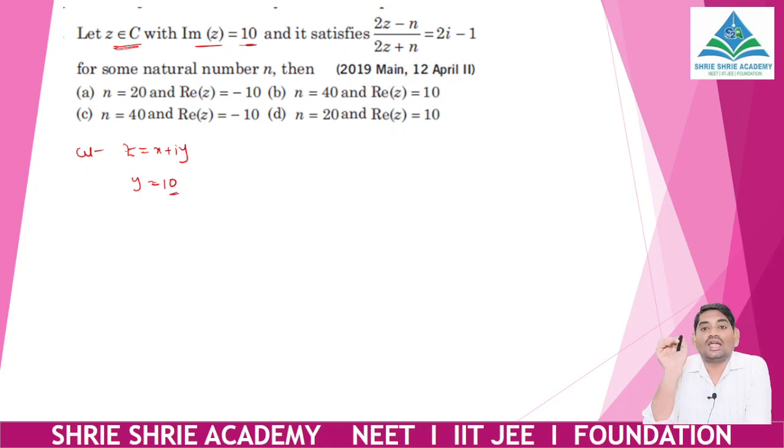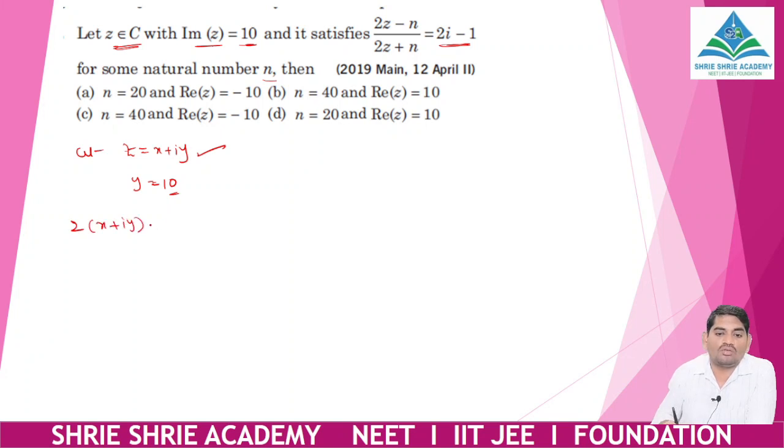Then, and it satisfies 2z minus n upon 2z plus n, which is equal to 2 iota minus 1 for some natural number n. Then which option is correct? So what they gave in the question? 2z minus n upon 2z plus n is equal to 2 iota minus 1. So instead of z I will replace with x plus iota y. So we got 2 times of x plus iota y minus n, which is equal to 2 iota minus 1 into 2z plus n. Z I am replacing with x plus iota y.